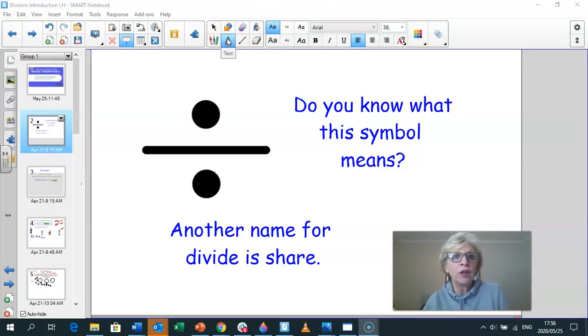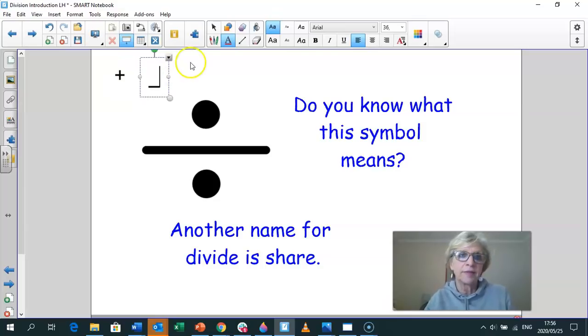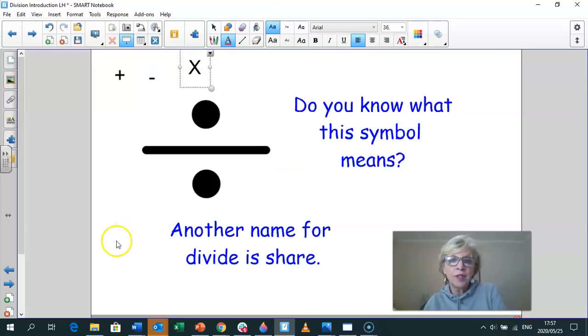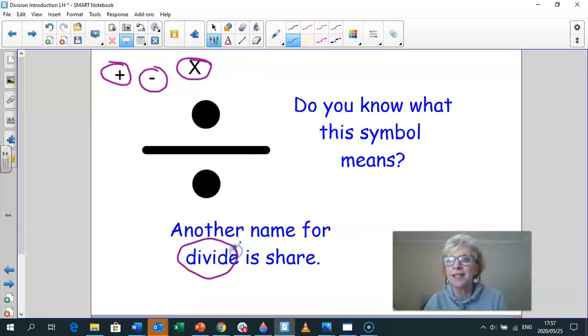Well, if we have a look at what these are, what's this? And what is this? And what is this? Those are also symbols. So this one here is our adding symbol, and our subtracting and our multiplying. So what is this one? Well, yes, it's our divide symbol.